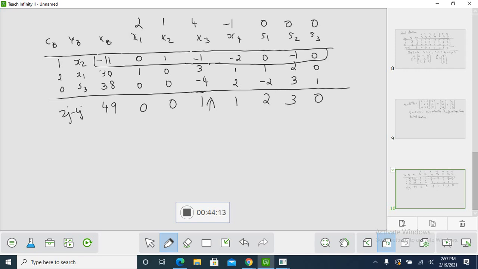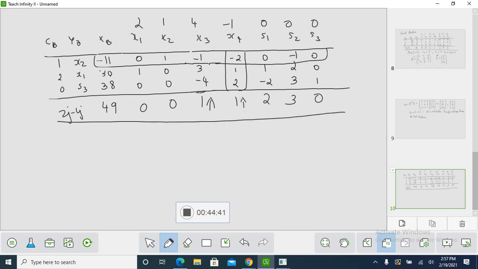Here it will be minus 1, here it will be minus half, here it is going to be minus 3. Of this lot, what do you want? You want to choose the bigger number, the maximum. So minus half is the maximum. So what will enter is x4. If x4 enters, what is going to leave? x2 is going to leave. So now let us check what happens.